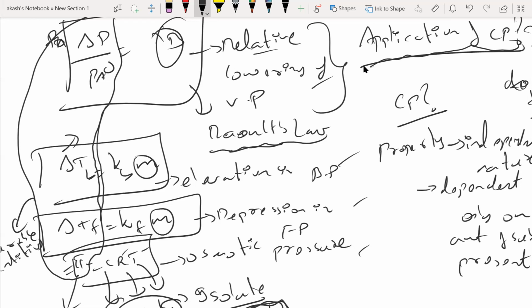Osmotic pressure, sir. Okay, that's the answer. Osmotic pressure is the one we will use. Why? Out of these four, why is osmotic pressure the best one? Sir, because it's easier and the formula to use the osmotic pressure to find the molecular mass is more accurate. Not like that. Two reasons are there.